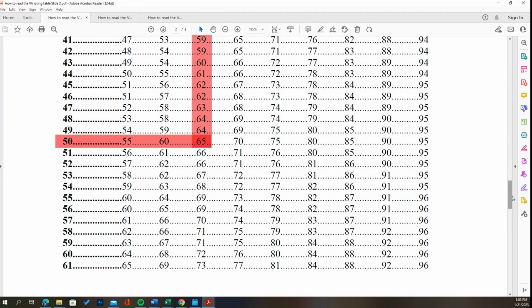Now, I'm not taking into consideration if these were a bilateral factor like the knee or the shoulder or something like that. Okay. I'm trying to keep it very simple. All right.